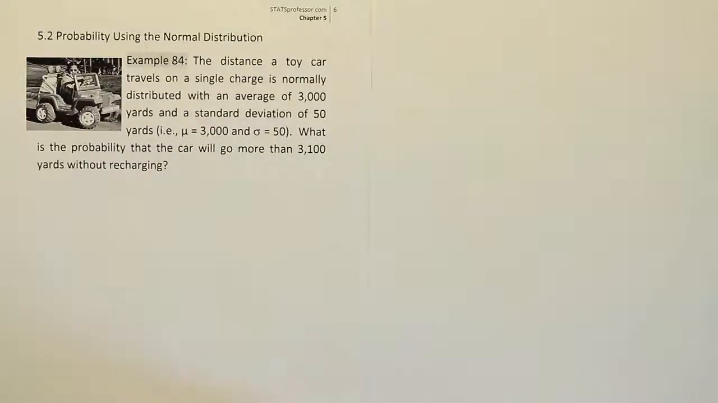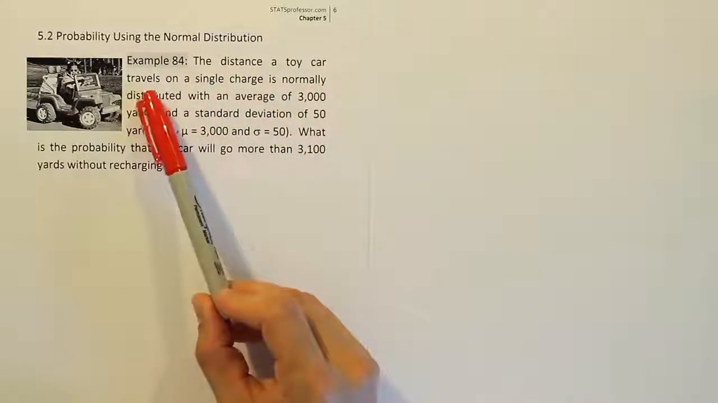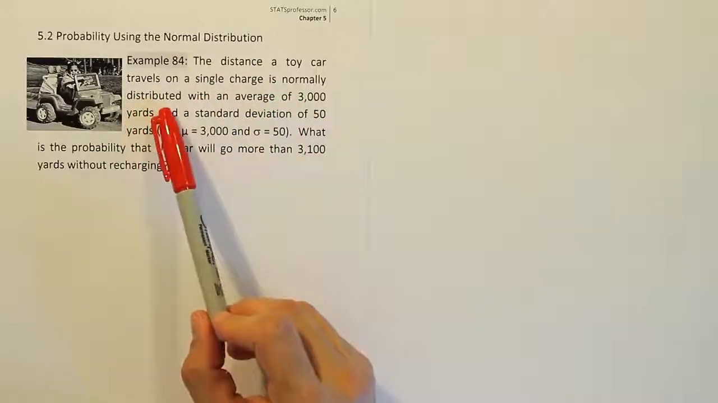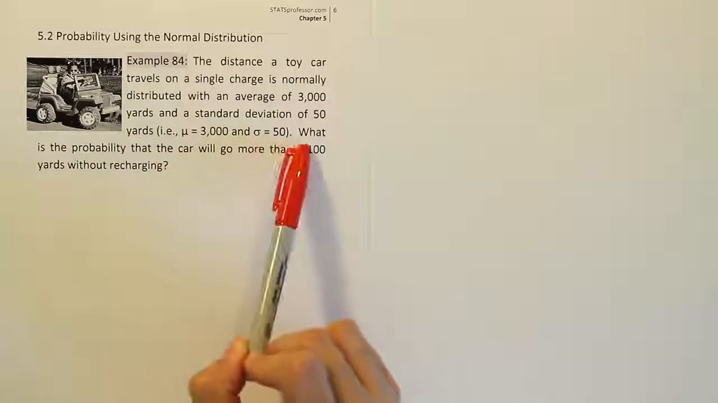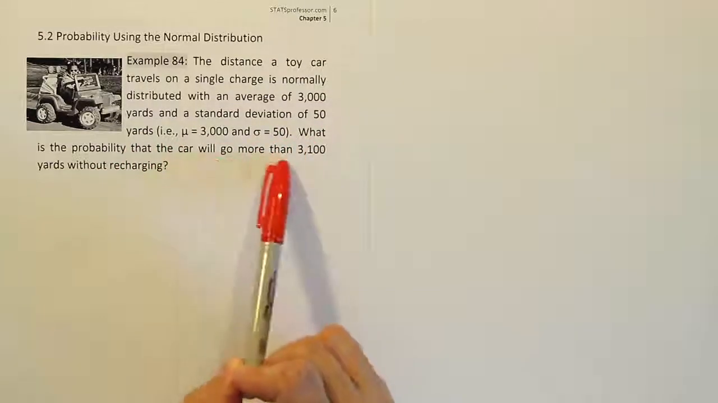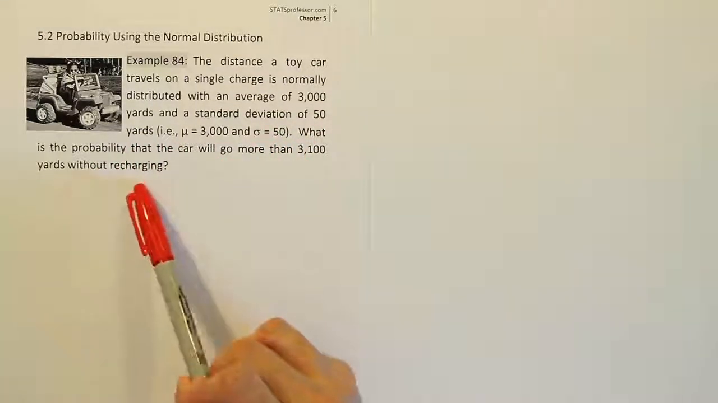Example 84. The distance a toy car travels on a single charge is normally distributed with an average of 3,000 yards and a standard deviation of 50 yards. What is the probability that the car will go more than 3,100 yards without recharging?